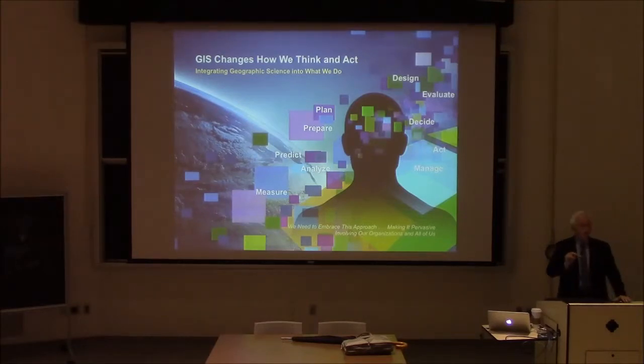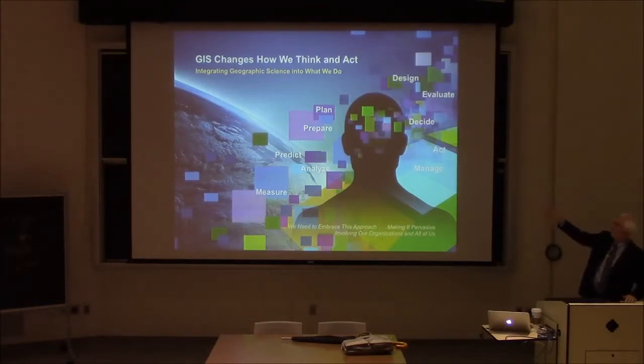Because how does the world work? You can use this diagram for any profession. You start out by measuring something. You're sick, you go to the doctor, he takes your blood pressure, takes some blood, and he measures it. Then he analyzes it. Then he predicts what's going to happen to you. If you don't stop eating sugar, you're going to get diabetes. But it could be anything. And then we prepare, then we plan. When we've got the plan done, then we design what we need to do. We evaluate the design iteratively. We act, and then we manage it. Then we start the whole cycle all over again.